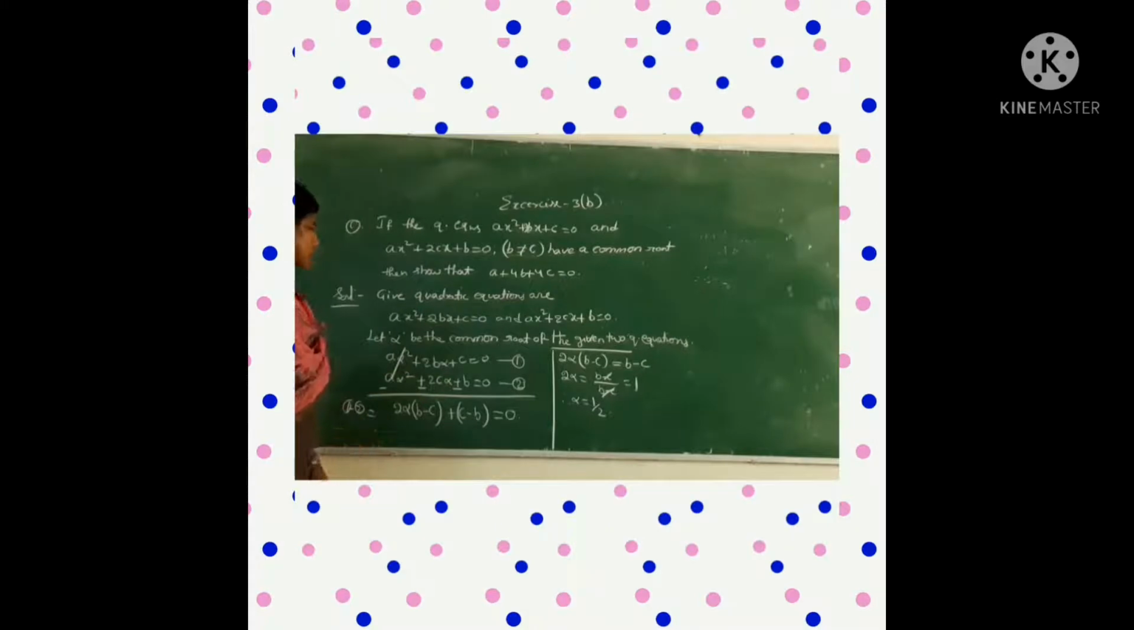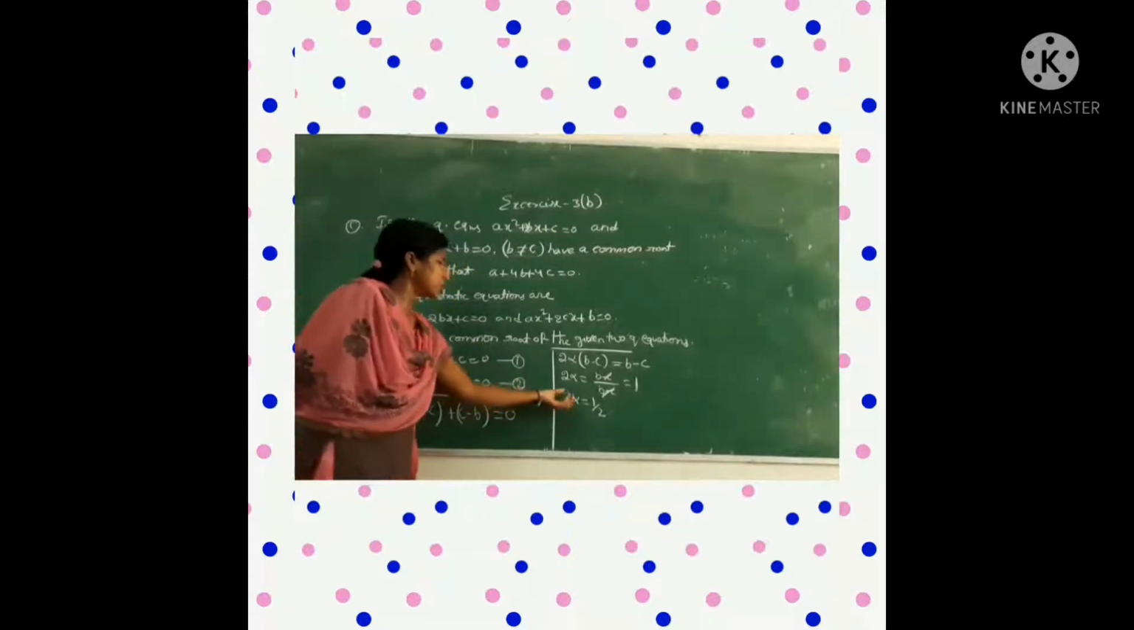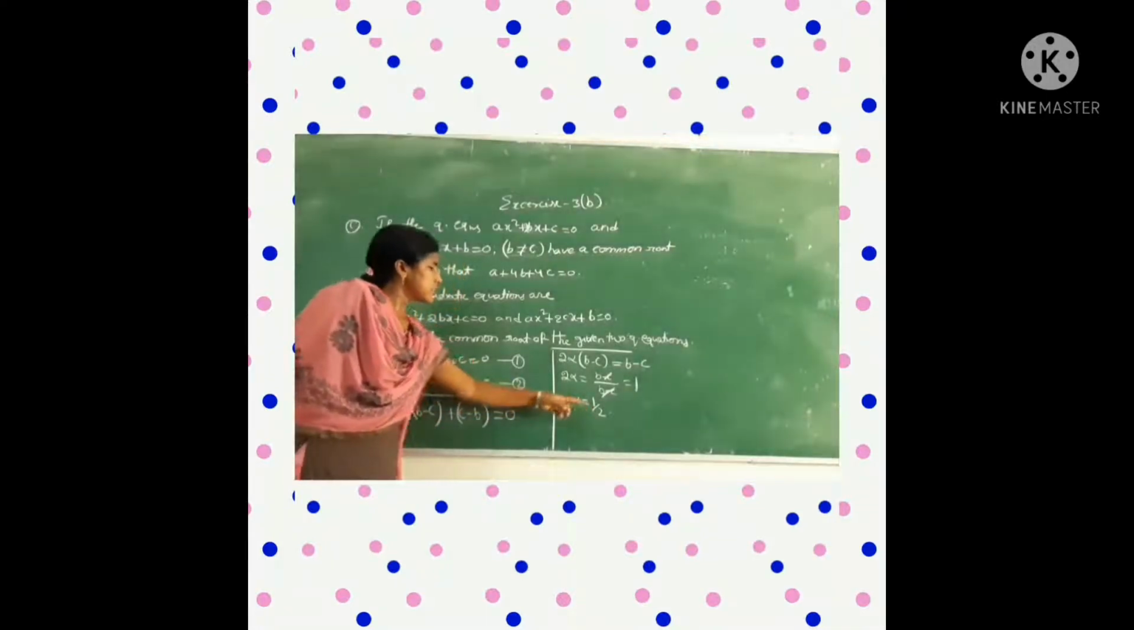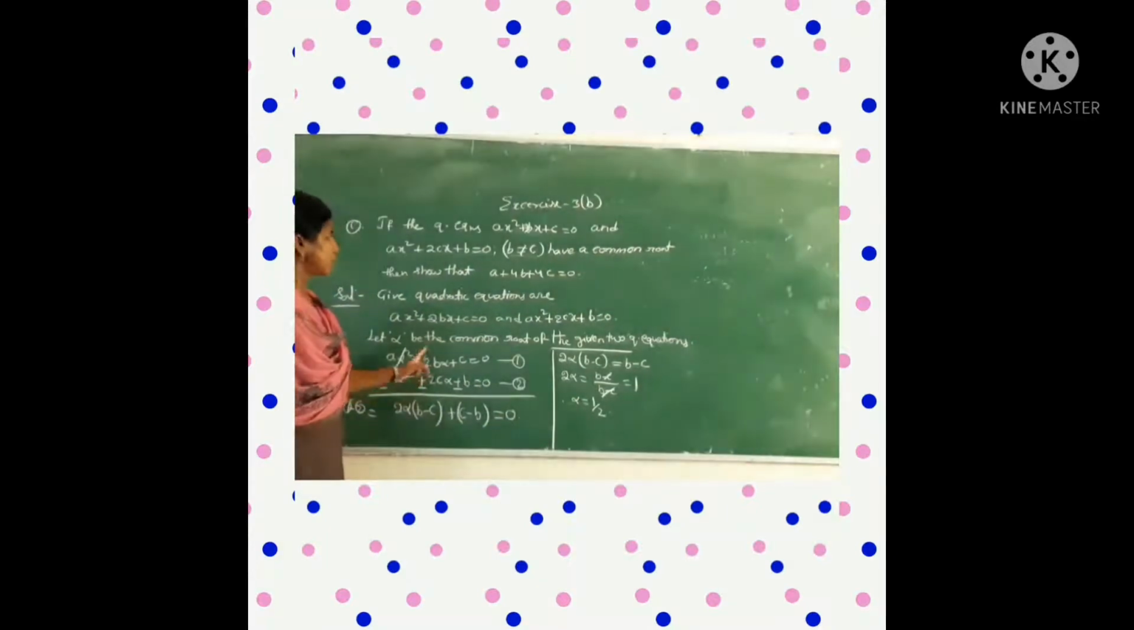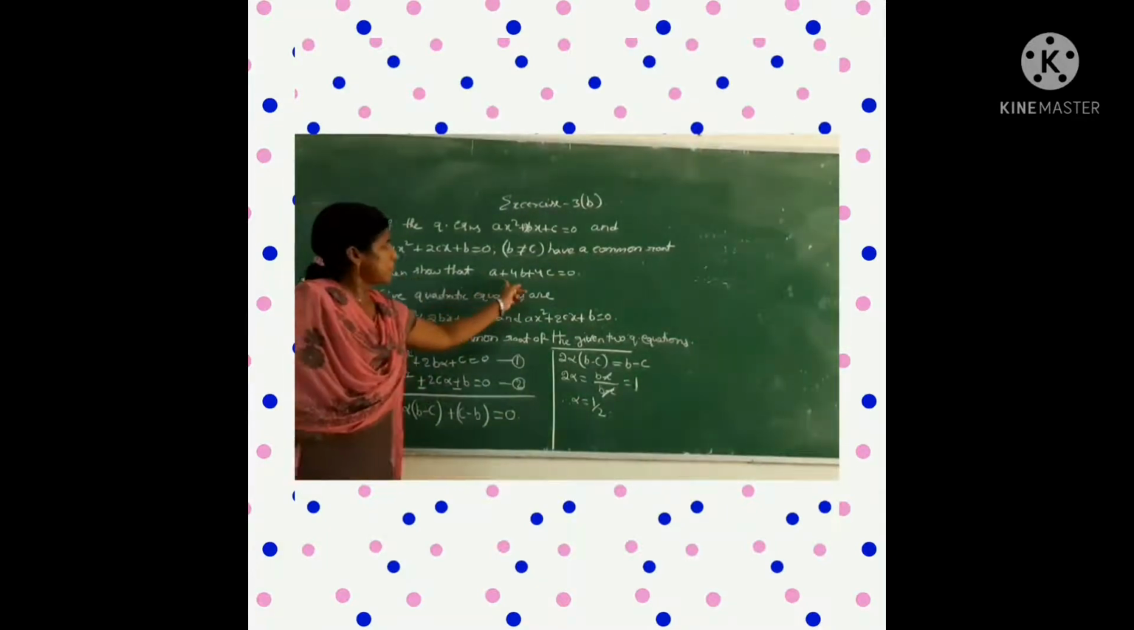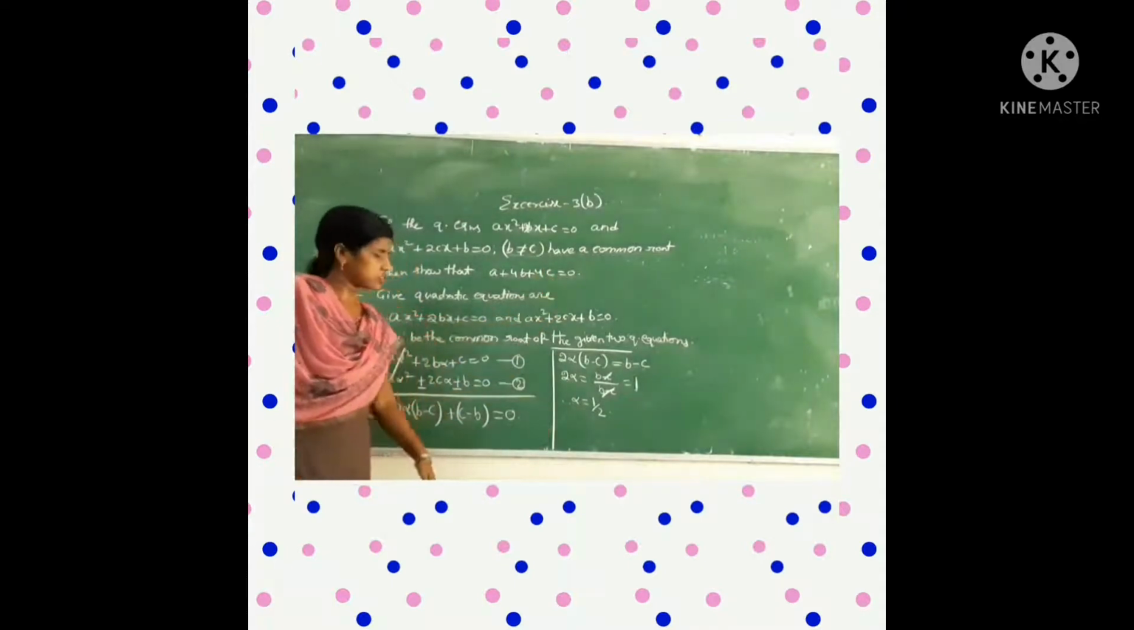Okay, here we get alpha is equal to 1 by 2. This is the common root. Substitute this alpha value in equation 1 or equation 2. Then we get a plus 4b plus 4c is equal to 0.